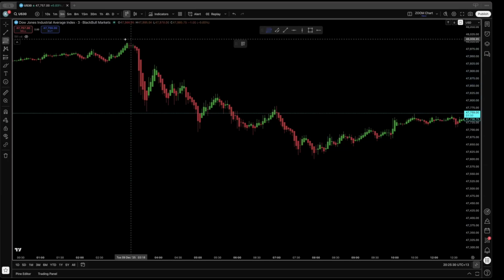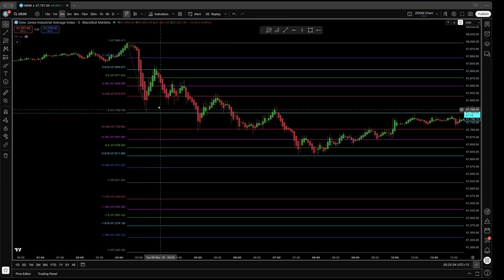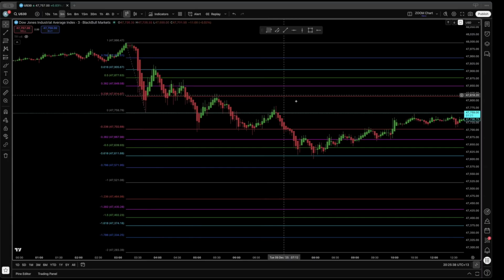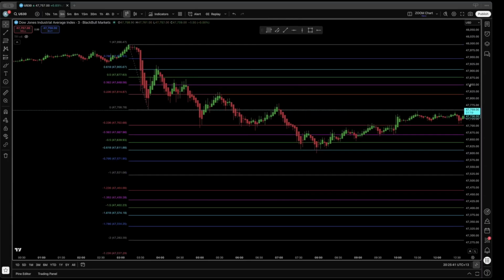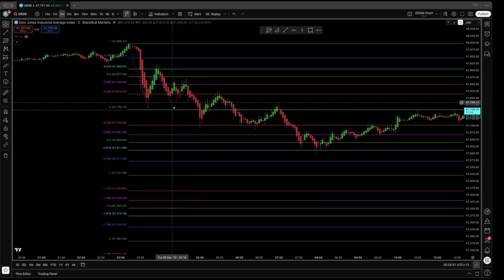So let's go from that high to the first pullback. I use the fib extension and the retracement as one tool. And you can see why I like it, because with using the retracement also as an extension, it also tells you the pullbacks, and it gives you good information about whether you should stay in the trade or not.